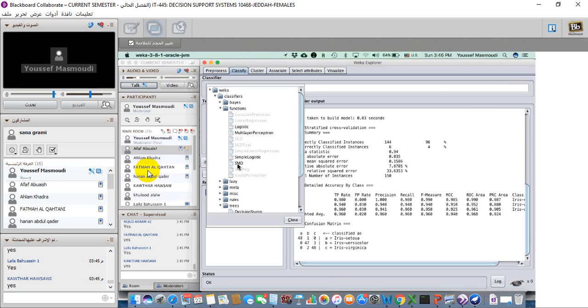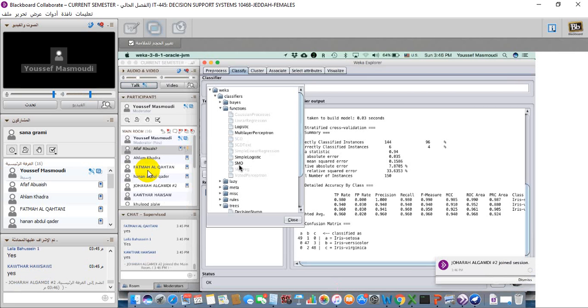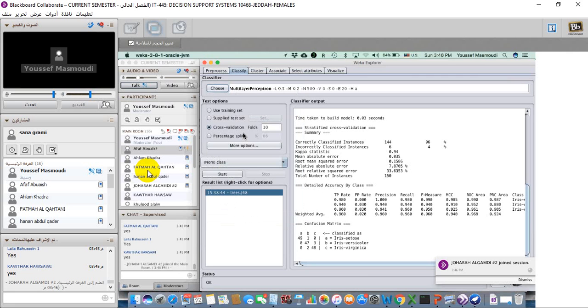And there is also the SOM, self-organizing map, which is another algorithm of artificial neural network. So let's start with multi-layer perceptron. I will click on multi-layer perceptron. Okay, so I will use this algorithm with the data set that we have.